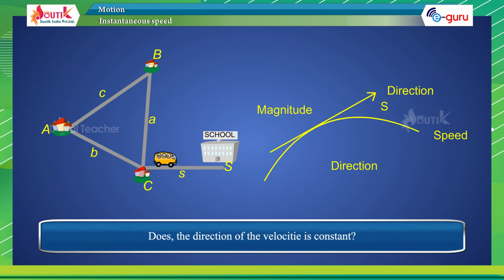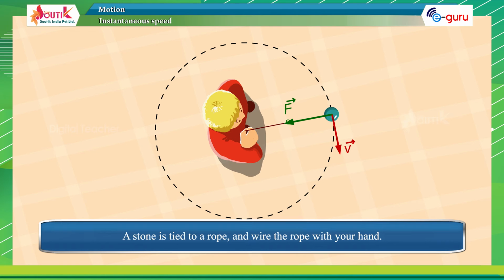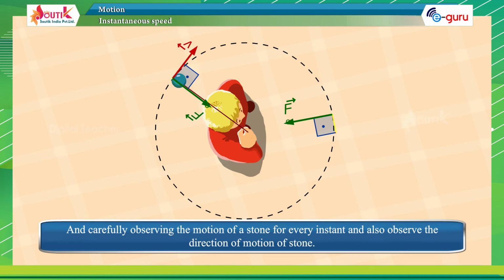Is the direction of the velocity constant? To know the answer to this question, do this activity. A stone is tied to a rope, and whirl the rope with your hand. Carefully observe the motion of the stone at every instant, and also observe its direction of motion.